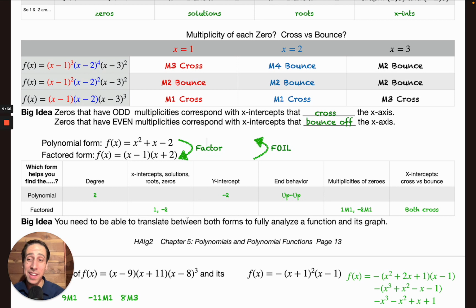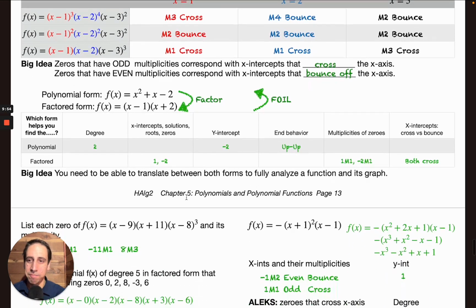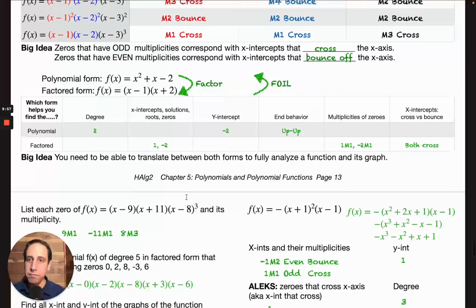The big idea of what I'm trying to say here is that you need to be able to translate between both forms to fully analyze a function and its graph. Without both, you can't fully look at all the information that we're going to need. So let's take a look.